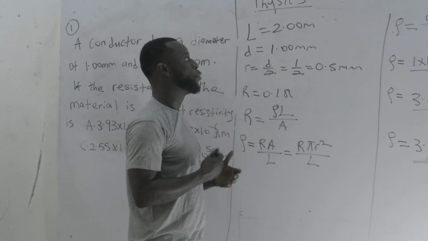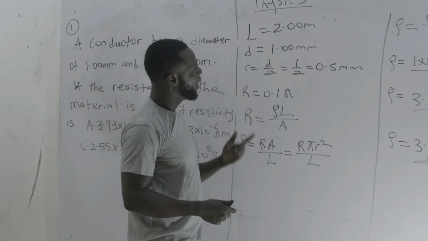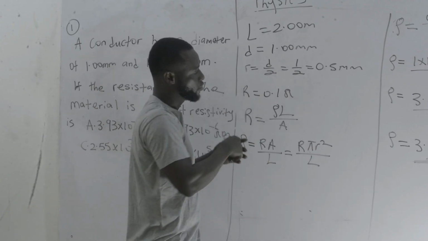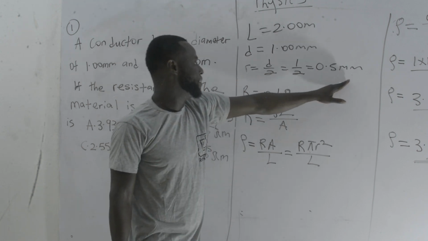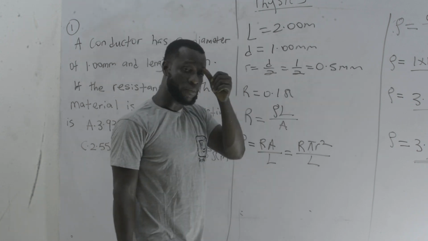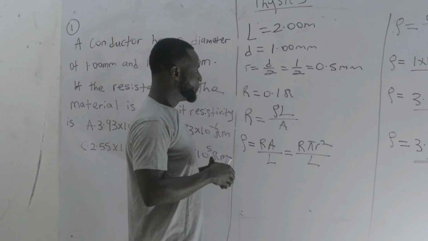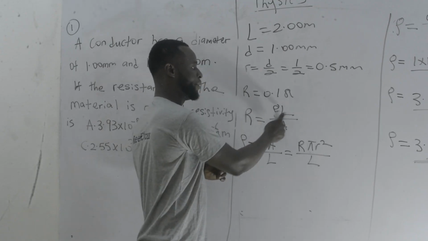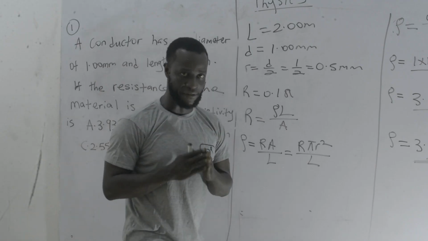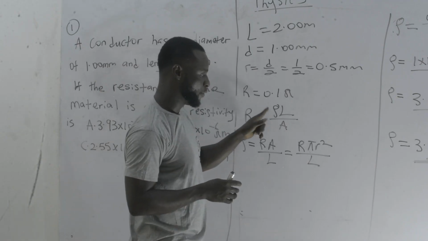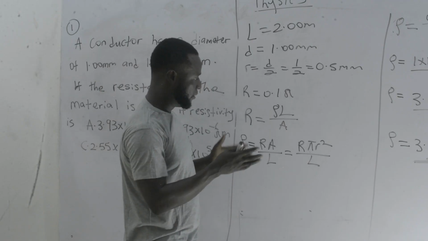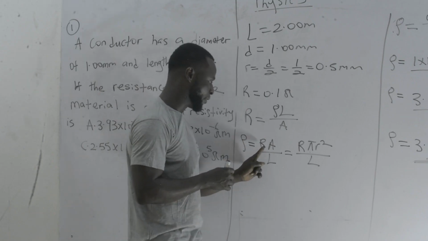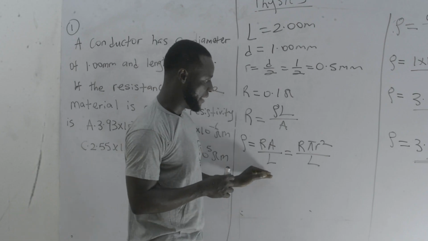They give us diameter to be 1.00 millimeter. I need to convert to radius. I need to divide by 2 to get radius, which is 0.5 millimeter. Resistance is 0.1 ohms. Now, I know resistance is equal to resistivity times length divided by the area. I'm looking for resistivity, so I'll make resistivity the subject of the formula by cross multiplying and dividing both sides. I will get resistivity is equal to resistance times area divided by length.